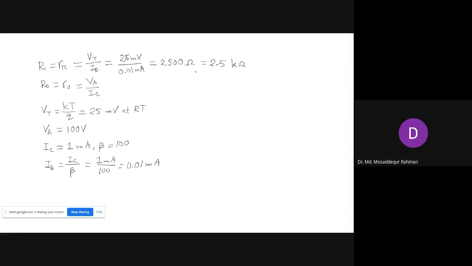Right? And if we calculate the output resistance, now VA is given as 100 volt, and IC is given as 1 milliampere. So what will be the resistance here? 100 kilo ohm. Right, 100 kilo ohm.